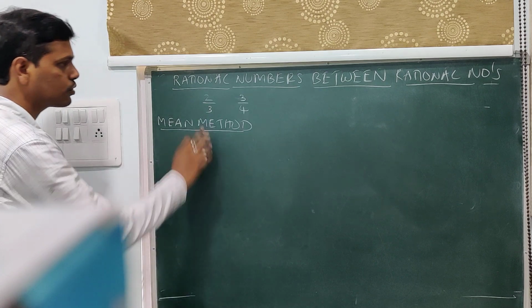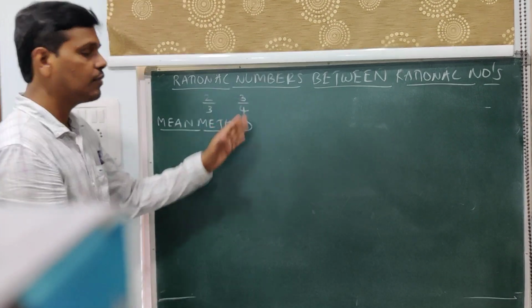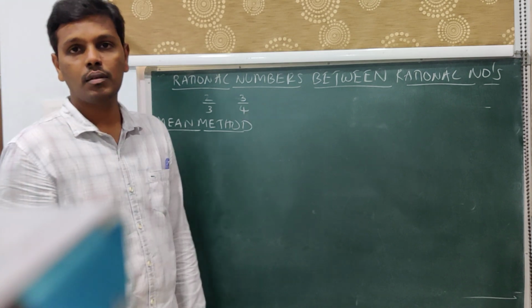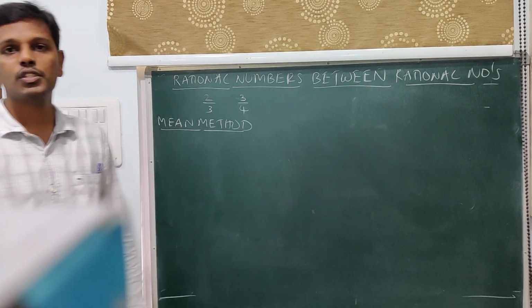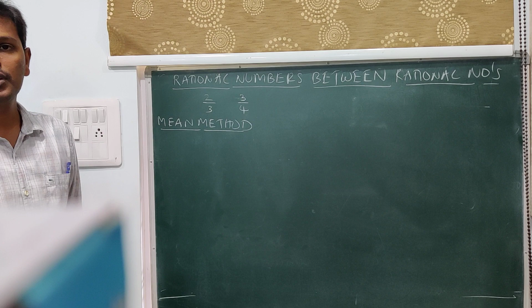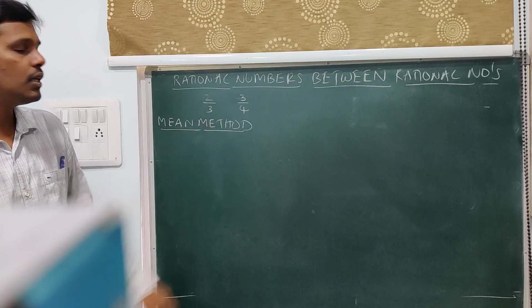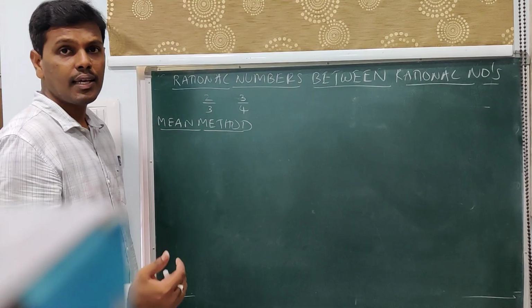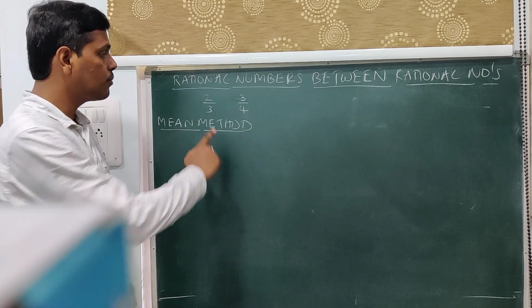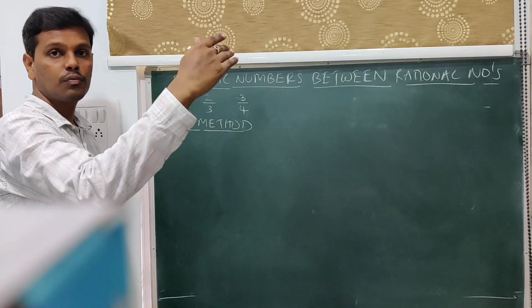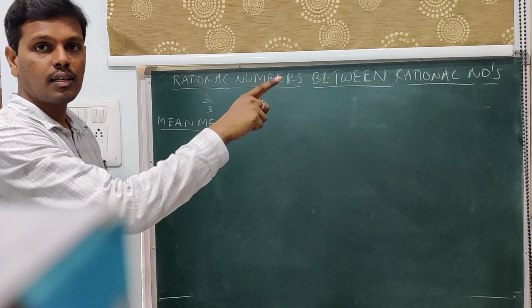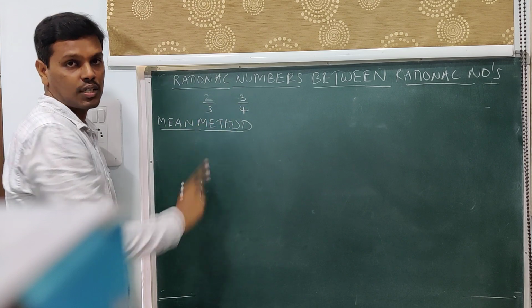So I am going about the same. I am calculating the mean for the given two numbers. So this is the way you calculate mean. Arithmetic mean is sum of the observations by number of observations. We do the same. Here the observations are 2 by 3 and 3 by 4. We calculate the sum of the observations initially, divided by the number of observations. Here the number of observations is 2. So the sum of the observations by the number of observations will give you the mean, and that is the rational number which lies between these two rational numbers.